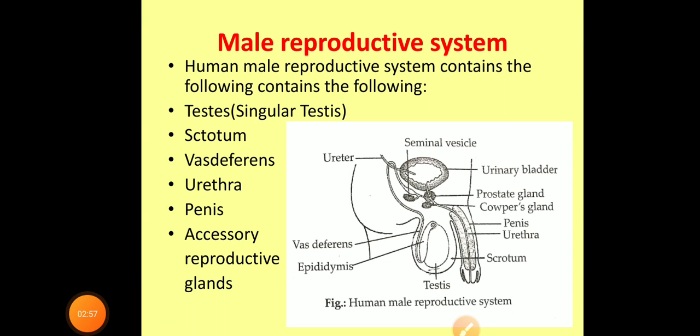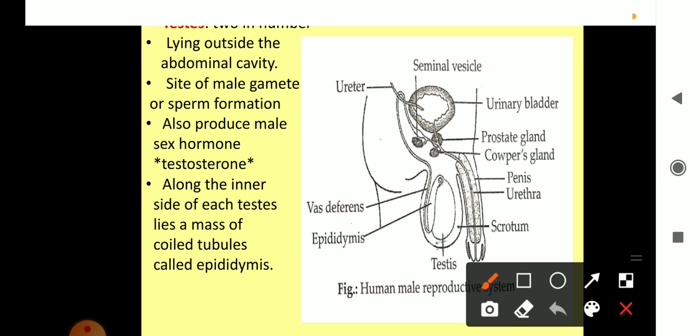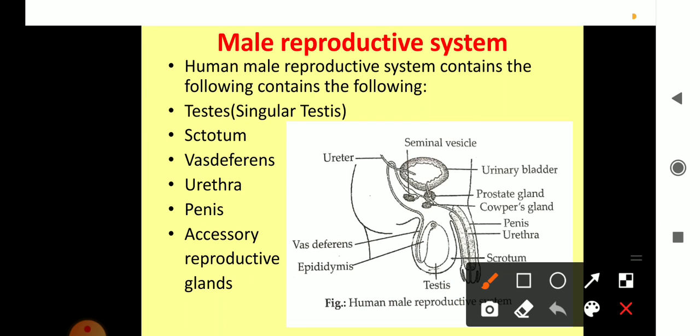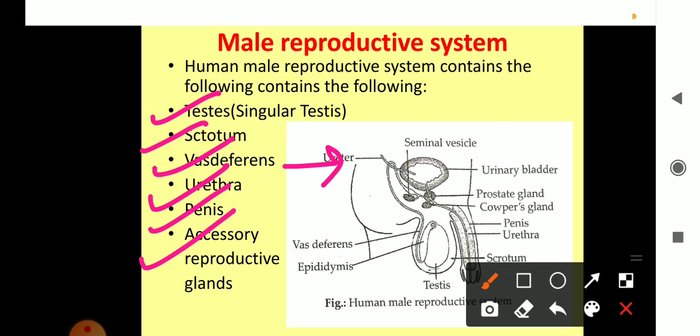Now we will discuss the male reproductive system. The human male reproductive system is concerned with sperm formation and consists of testes. Now see one by one. Testes, scrotum, then vas deferens, which is also called the sperm duct, and urethra, penis, accessory reproductive glands. These all constitute the male reproductive system.